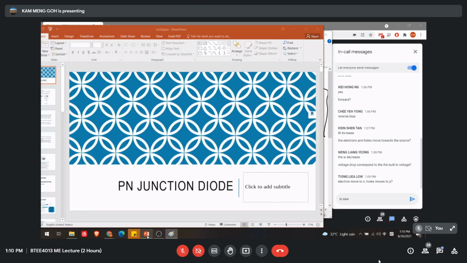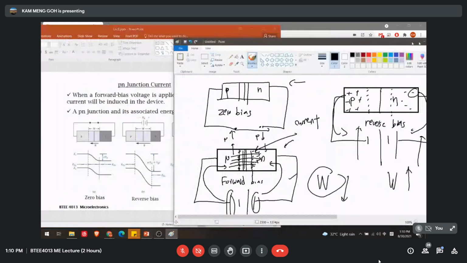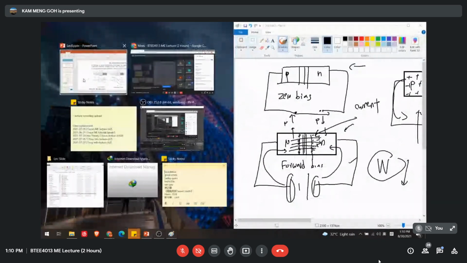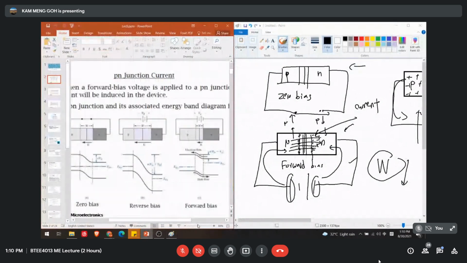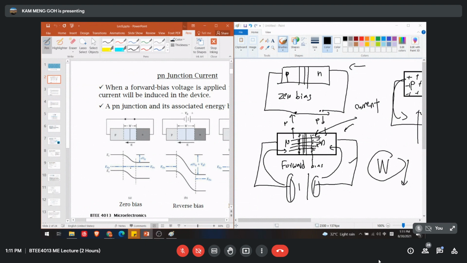So let's get back to the lecture slide. In terms of the graph, when we are trying to draw the energy band for the reverse bias or the forward bias, the graph will also be slightly different. For the zero bias, this one is the normal graph, but normally the N side will have the lower conduction band energy and valence band energy. EFI still remains the same. Then the difference between here and here is the VBI. This thing we learned before.